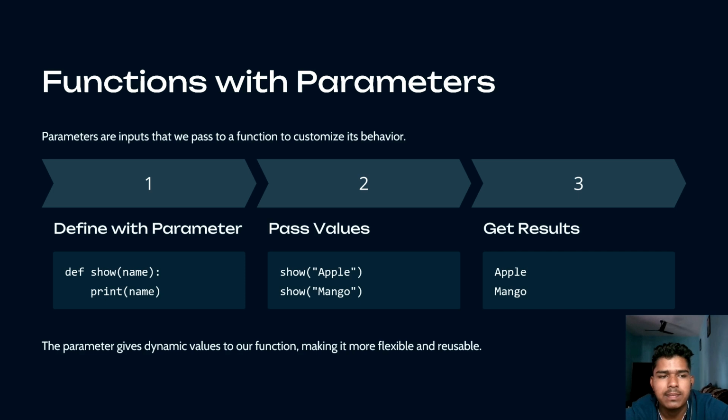Functions with parameters. Parameters are inputs that we pass to a function to customize its behavior. Easy way, parameters means input. First is define with parameter. For defining a parameter, def so in brackets name, print name. Then the second step is pass value. So apple, show mango. Then we get the output apple and mango, because we put here the values apple and mango. The parameter gives dynamic value to our function, making it more flexible and reusable.